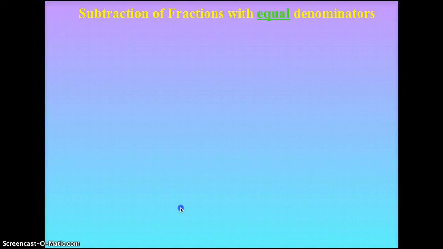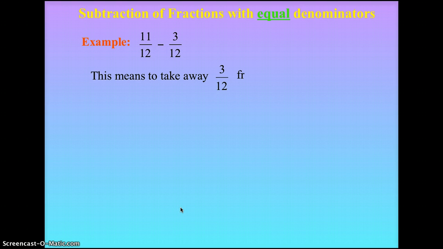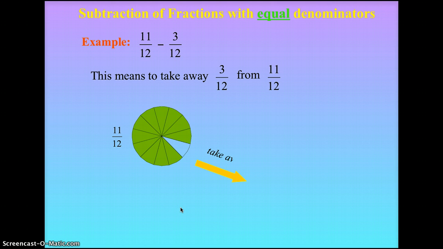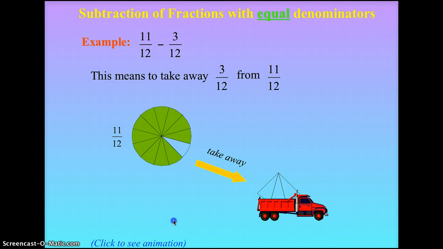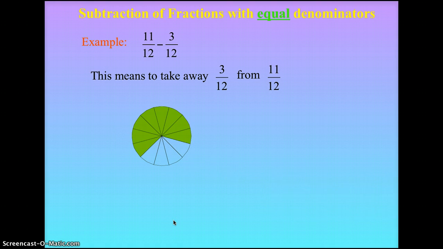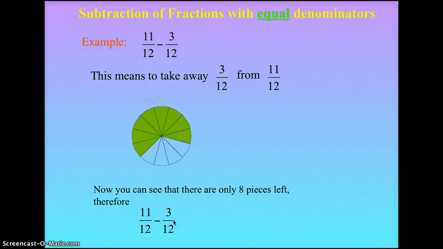Here we go. Let's look at some. All right, so we have 11/12 minus 3/12. So basically what you're saying is that you're taking 3/12 from 11/12. So here's my 11/12. I'm taking away 3 of them. So they're gone. So that gives you that there are 8 pieces left. So you've got 11 minus 3, because it's over 12. That's the number of how many you would need to make a whole, which is 8/12.